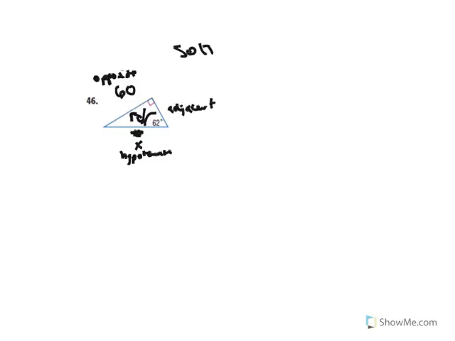I write out my, ooh, that's sloppy, sorry. I write out my acronym, right? And now I look for the information they give me. They give me this side here, which is the opposite side, and they give me x here, which is the hypotenuse. I look for opposite and hypotenuse, and I get this one here, and this one here. So I'm going to use sine.